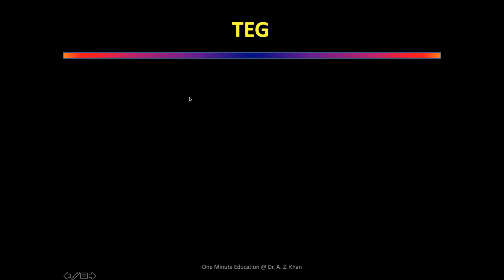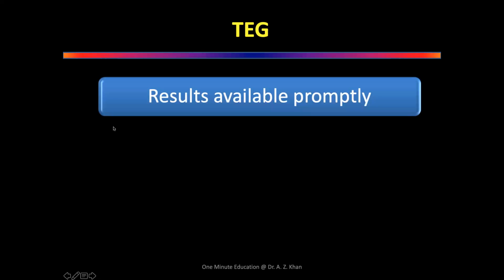Okay, now what is the advantage of TEG? If you don't have an individual factor assay, TEG helps to identify what component should be replaced. The first advantage of TEG is you get results immediately. You don't have to wait for the lab to give you the results of the clotting profile, right? So you have results available immediately.